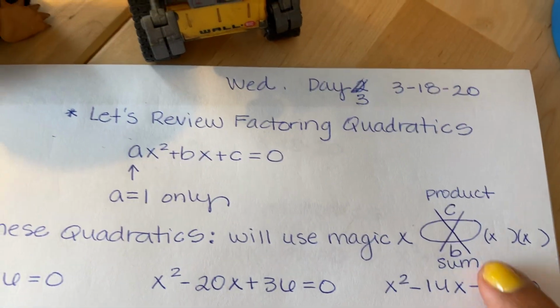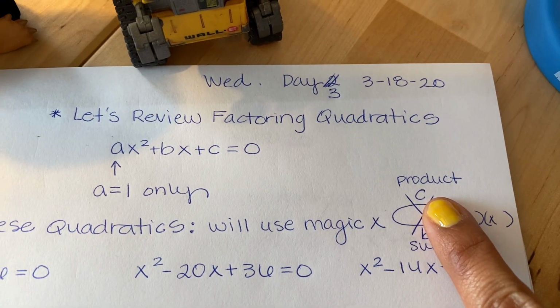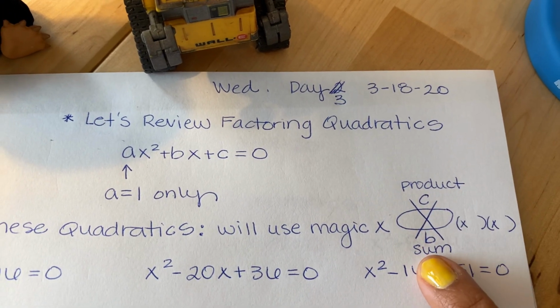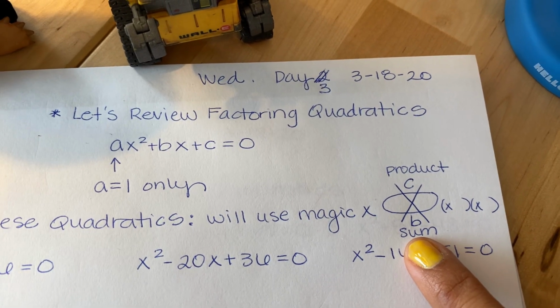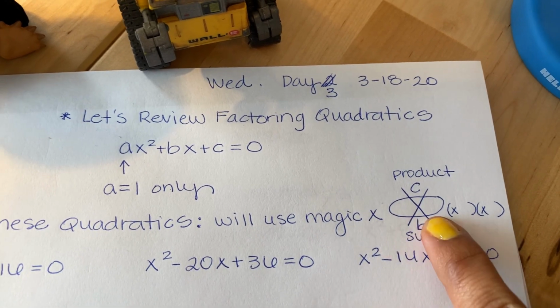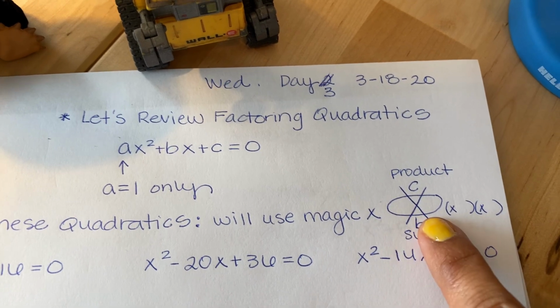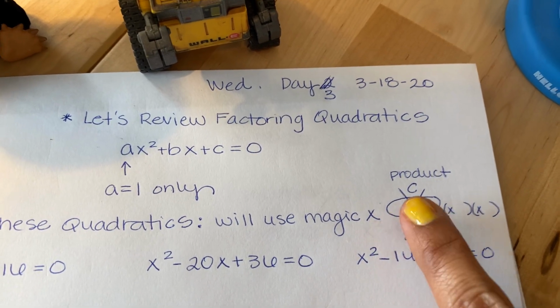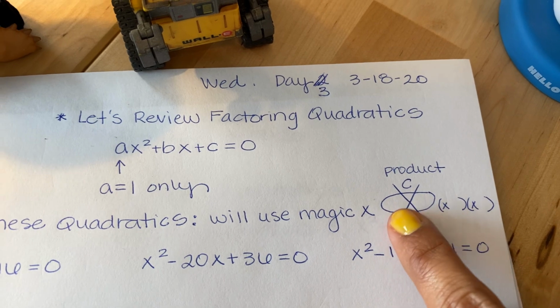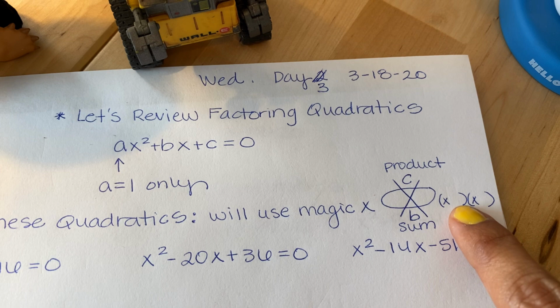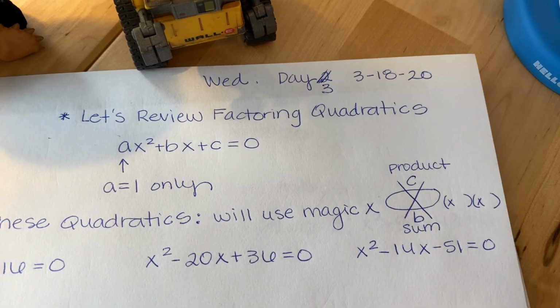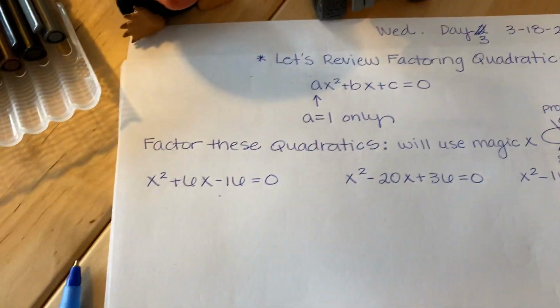Remember, for magic X, the top number is your C value, that is your product, and the bottom number is your B coefficient, and that is your summation, whether you add or subtract. And we're going to pay attention to the signs, whether they're both positive, both negative, positive, negative. And again, it's not relevant as to which number goes on which side, okay? And then those two numbers will just get rewritten into these binomials, right, as a constant term. Okay, here we go.